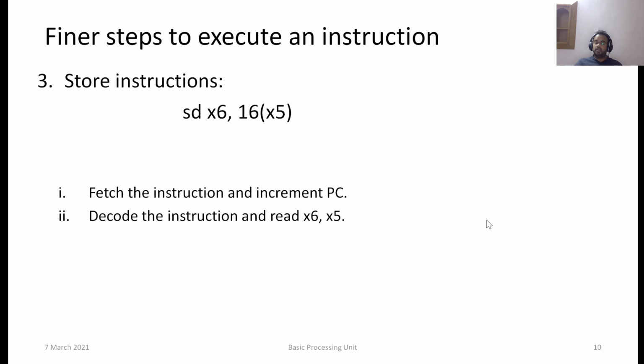In the second step, we are going to look at each of its individual fields. That's when we realize that it would be a store double operation. Accordingly, we pick the RS1, RS2 and immediate fields. At that point, we will know that RS1 is X5, RS2 is X6, and we get the data of those registers from the register file. And in the third step, we are going to compute the effective address. Basically, it would be the immediate value plus the contents of X5. Like I mentioned in the load instruction's execution steps, it's called the effective address calculation.